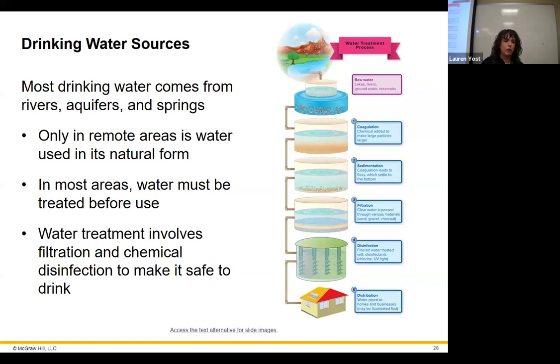But let's move on to drinking water. Most water is going to come from aquifers, right? Rivers, aquifers, and springs.